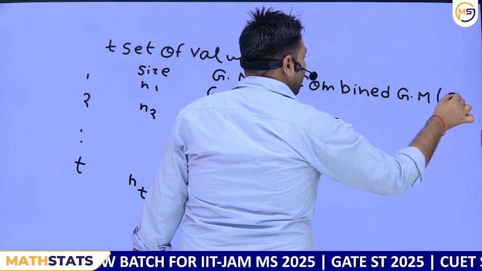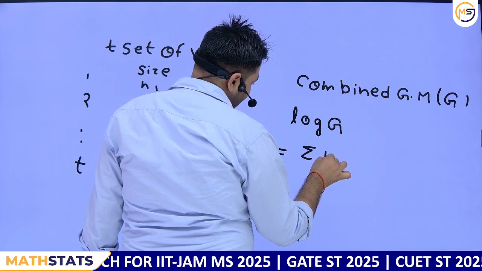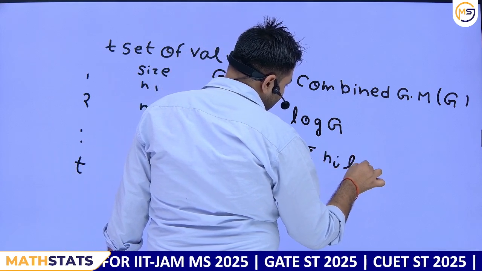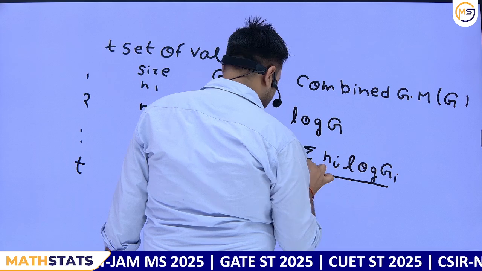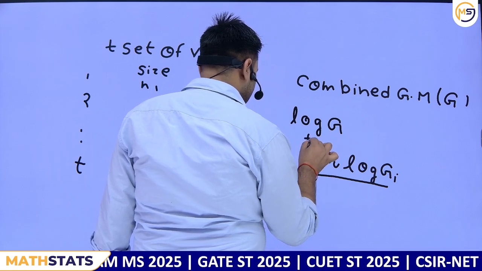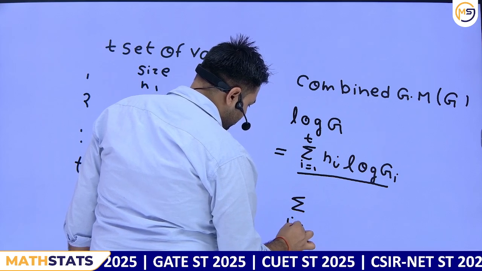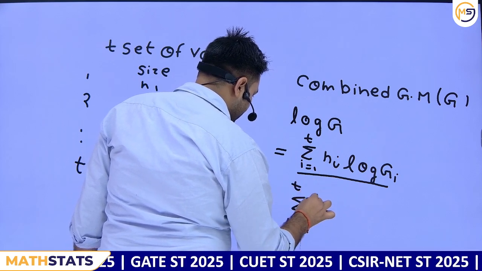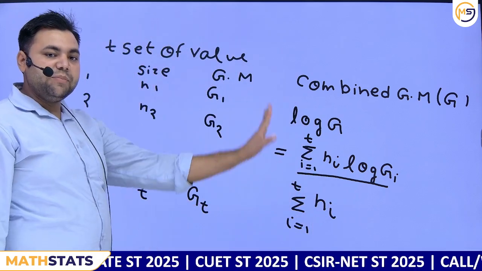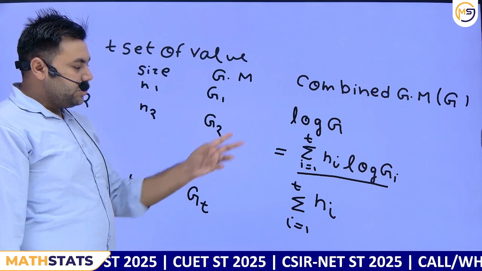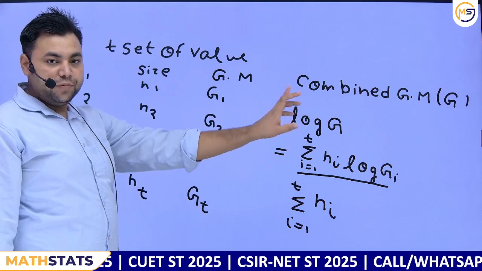So log G equals the summation of ni log gi, divided by the summation of ni, where i goes from 1 to t. So this is the formula of the combined geometric mean, right? You can easily prove this. Proving this is not difficult.